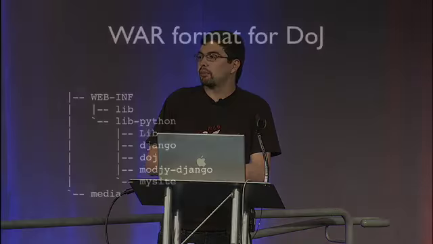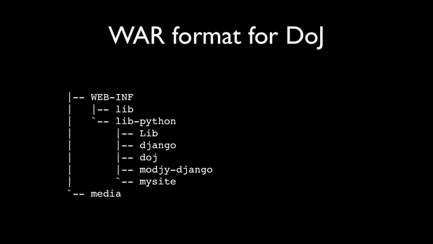So you have lib, which is the standard Python library. You have Django, which is Django. You have some glue code, modjy, Django, and DOI. And then you have your project. And there you have everything. And we also bundle the media files inside the WAR. So you don't have to play with media root, admin media root, and everything. It just works. That's cool.